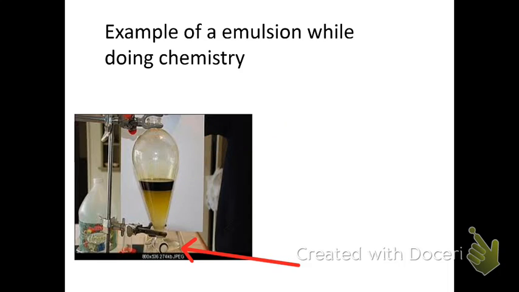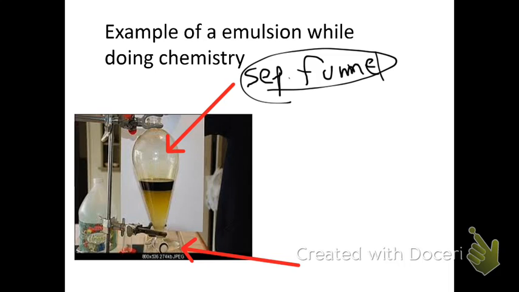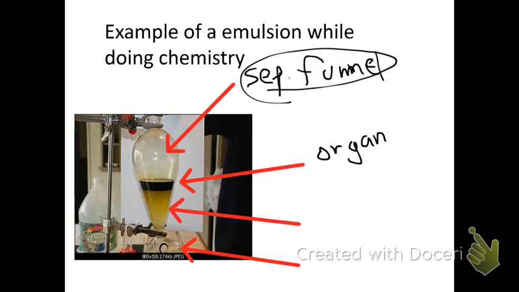Let's erase that. So that's the sep funnel. This big device is the sep funnel, and we use that for short. Sep funnel for separatory funnel. Sorry, my writing's bad. But if you notice, there's two layers here. There's an upper layer and a lower layer, and almost always entirely the upper layer will be an organic layer, and the bottom layer will be an aqueous layer.